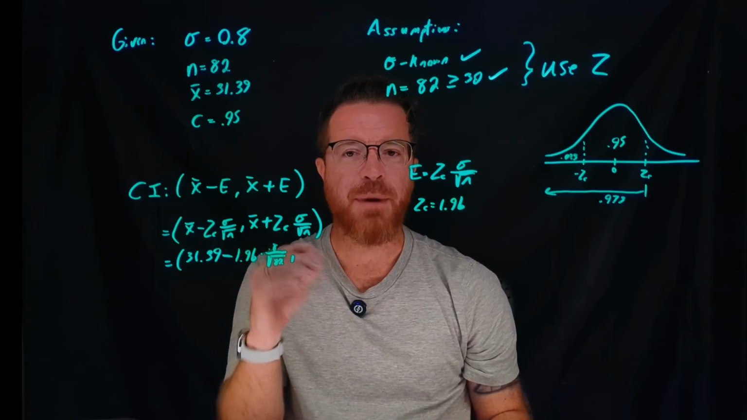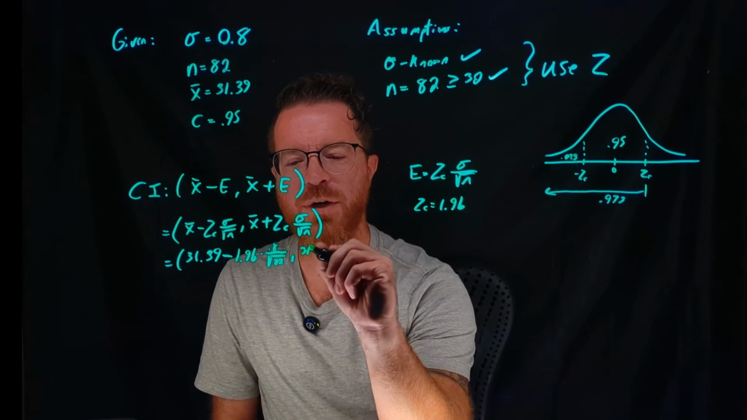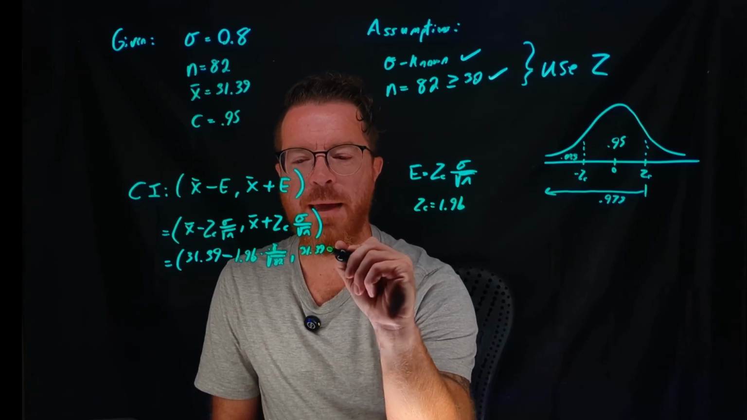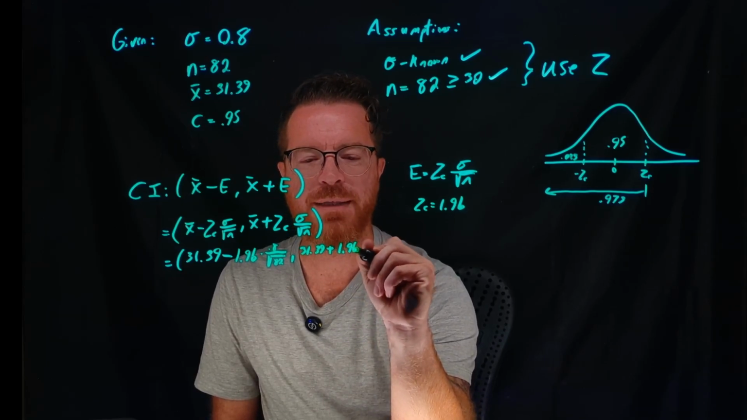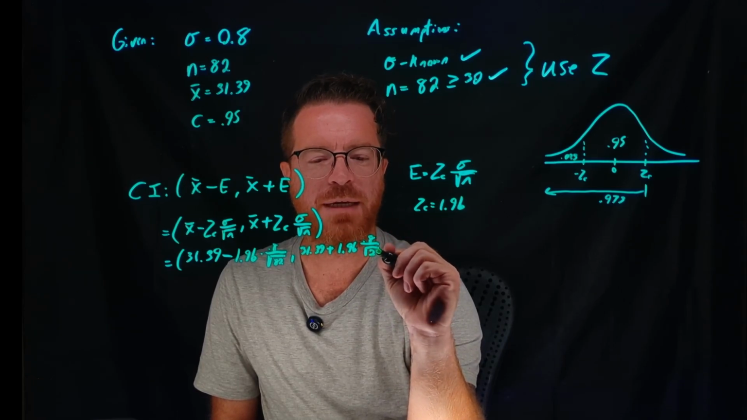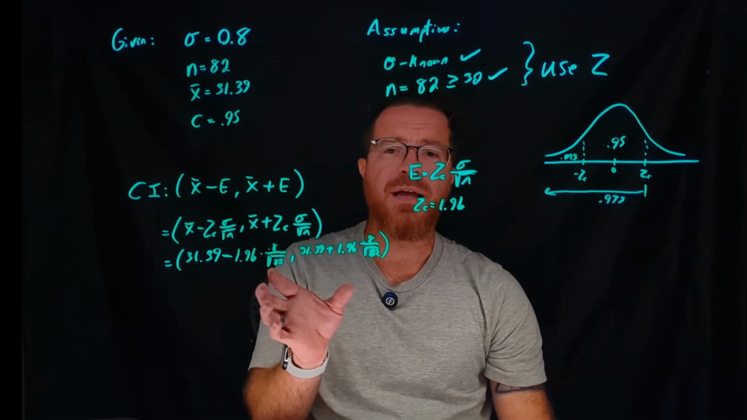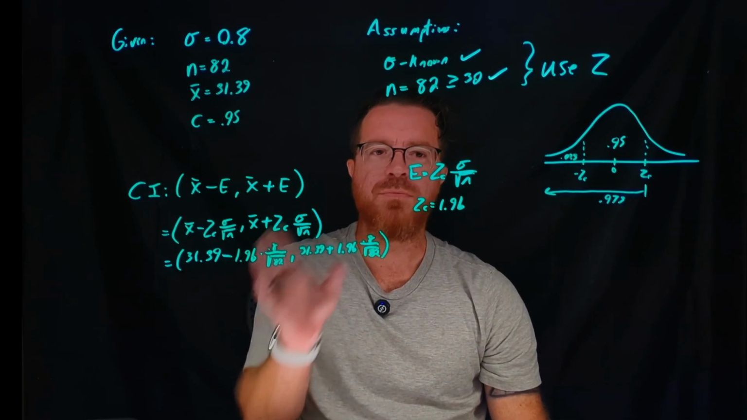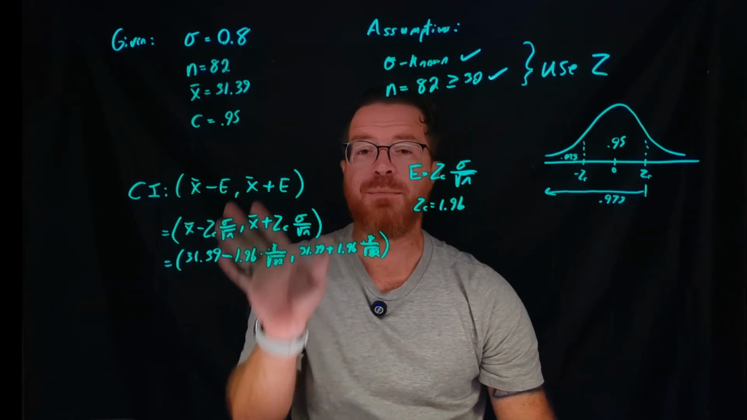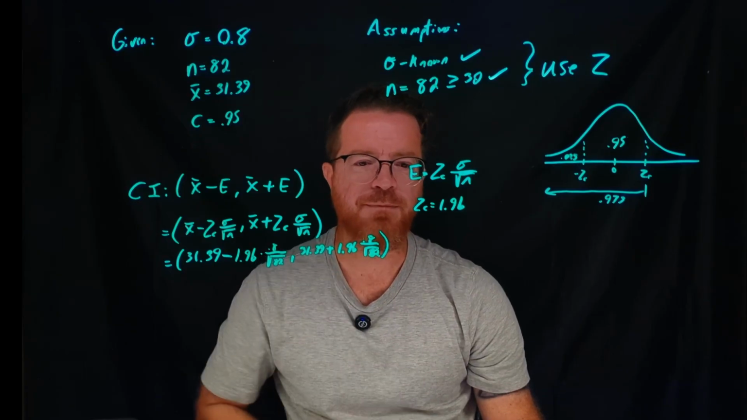Now I need to do the same thing for my upper boundary of the confidence interval, except now I'm going to be adding them. So it's going to be 31.39 plus 1.96 times 0.8 divided by the square root of 82. And this is the reason a lot of times it's actually faster to find your maximum margin of error, and then bring it back in, because that way you don't have to write this 2 times. But either way is perfectly fine.